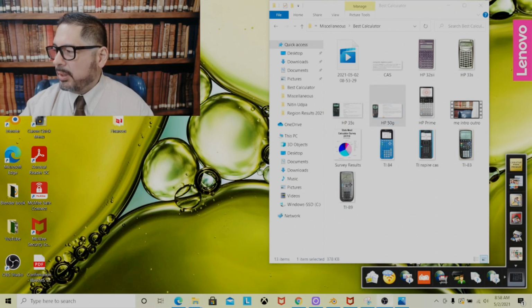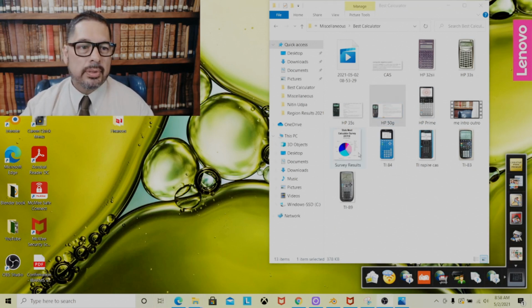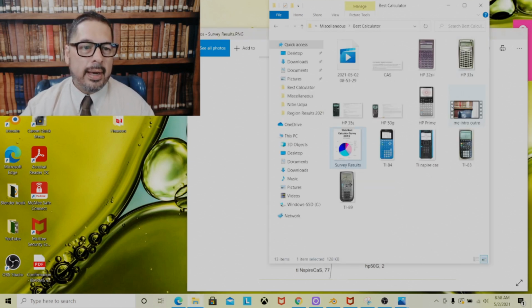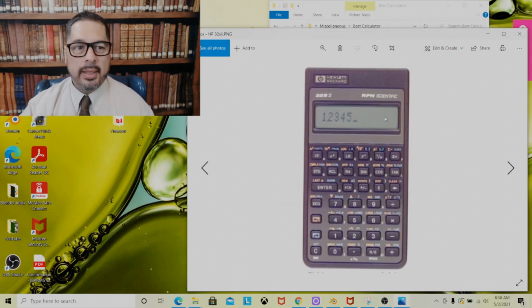Going back to our calculator survey, the next one is the HP32S2. Let me see, I looked it up, and here's a picture. And this one, according to my notes, was in production from 1991 to 2002 when it was discontinued. I think that the HP33S took over in there.